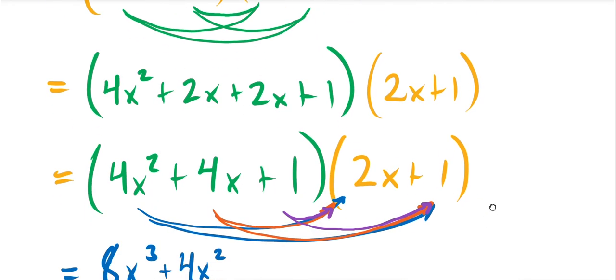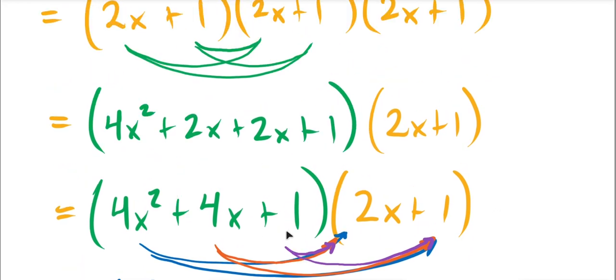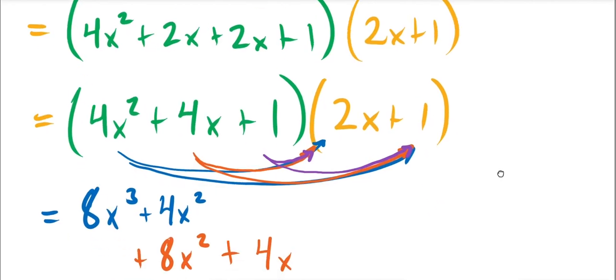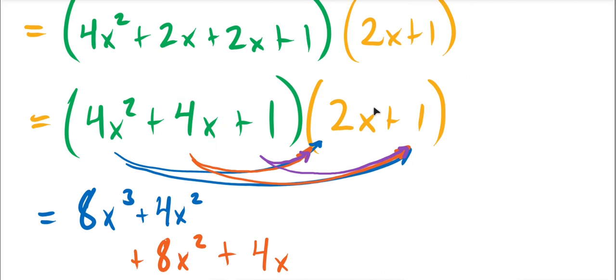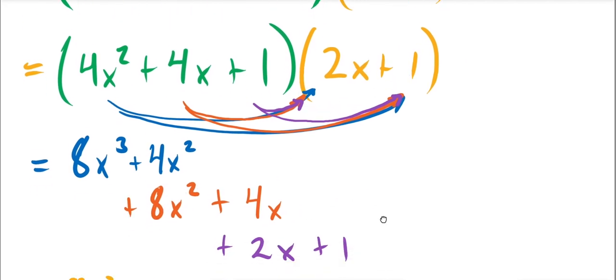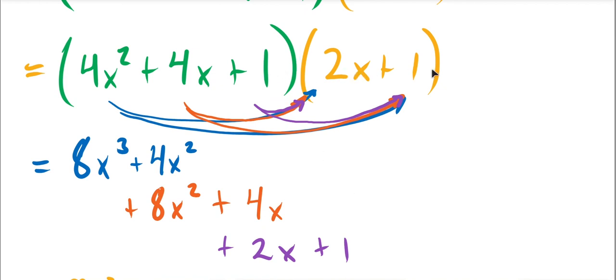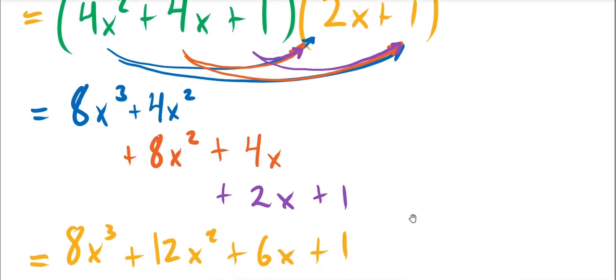Then let's distribute this trinomial against the terms in the second parentheses. Each one in the first must multiply by each one in the second. So for the first one, I'm going to have 4x squared times 2x, which is 8x cubed, 4x squared times 1, which is 4x squared. Then 4x times 2x, which is 8x squared, plus 4x times 1, which is 4x. And finally, we have 1 times 2x plus 1, which is 2x plus 1. By stacking, I group my like terms automatically, and then we add everything up to get our final answer.